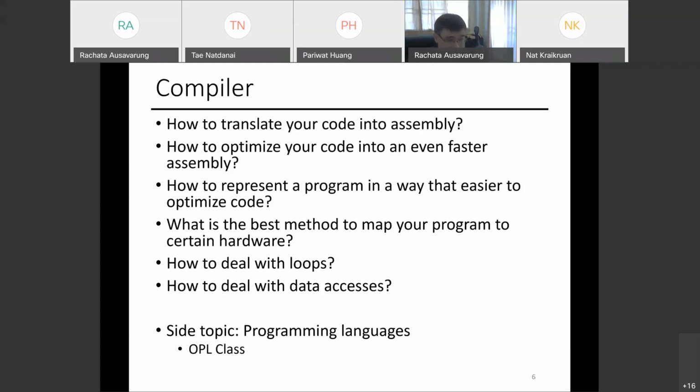Another side topic is on programming languages, which MUIC has the OPL class, right? So in that class, we would basically talk about what is the element of the program. Why do you have to have this painful thing in C that you have to deal with? What is the assumption? What does it mean to have a scope and like this function calls, the way it works? And then how would you design a language? It's also kind of involved with things like compiler and code optimization.